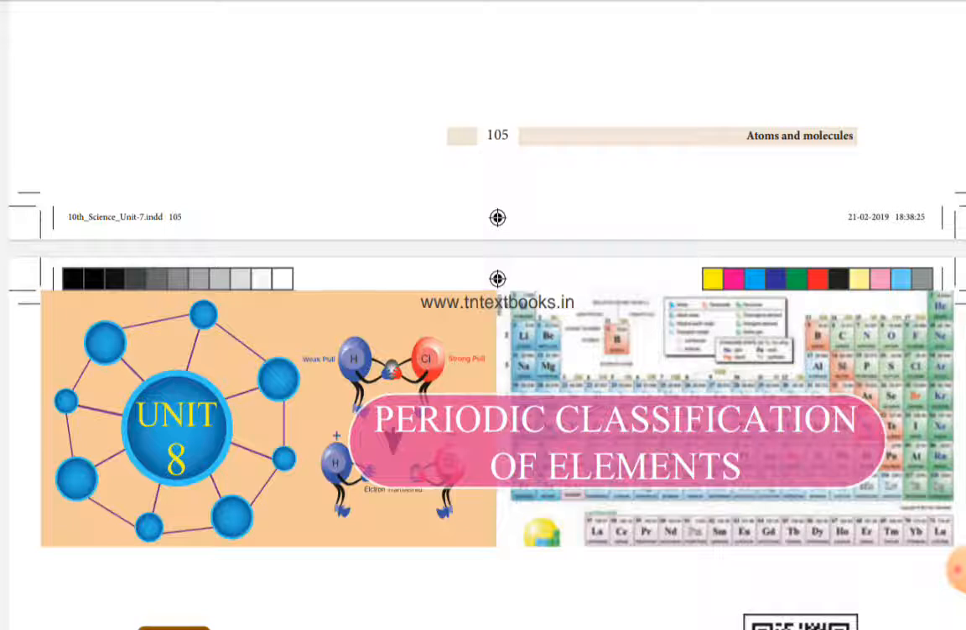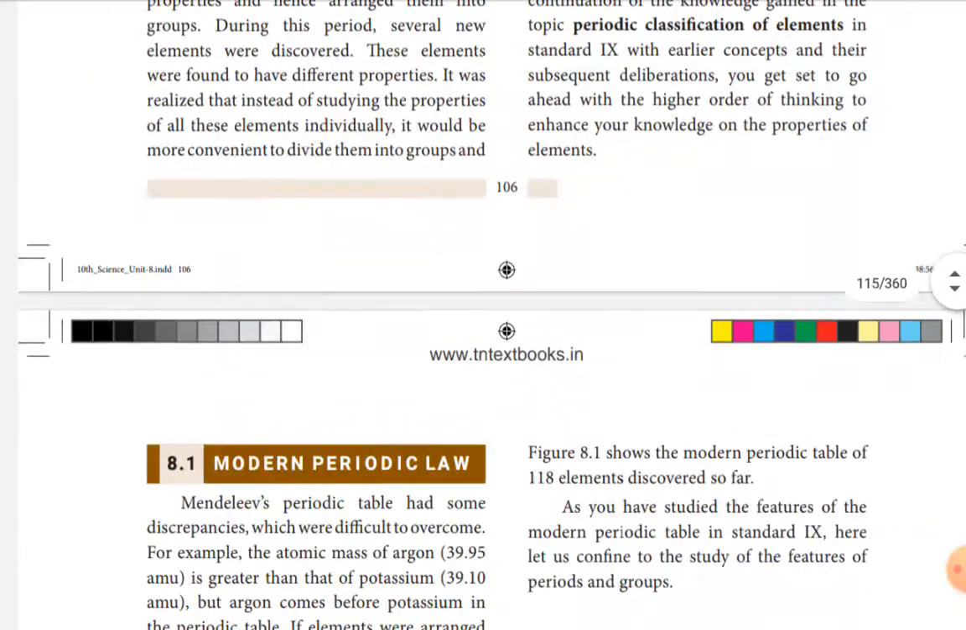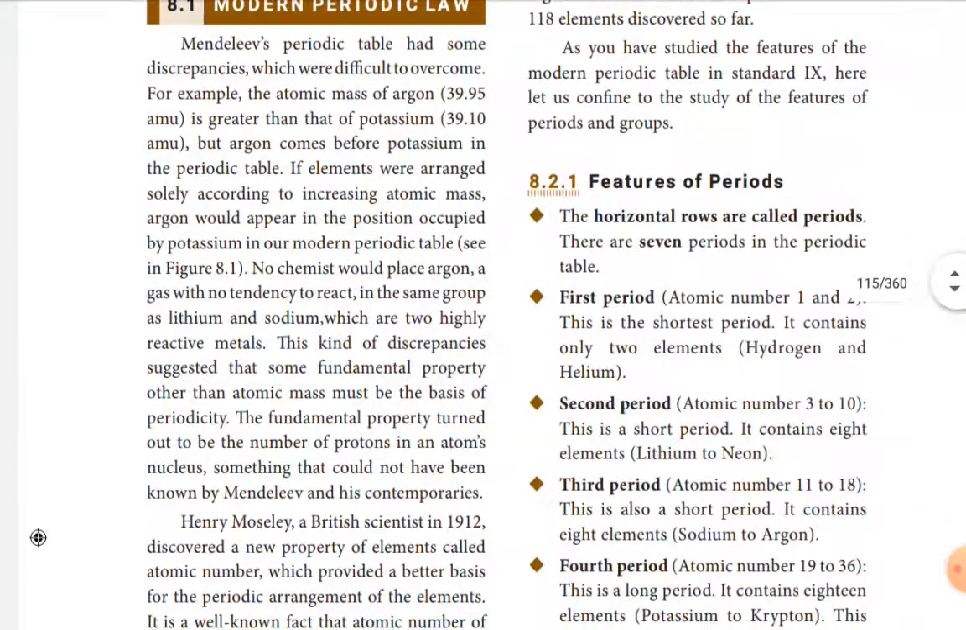Then what is the definition for the modern periodic law? The physical and chemical properties of the elements are the periodic functions of their atomic numbers. And what are periods? The horizontal rows are called periods. There are 7 periods in the modern periodic table.